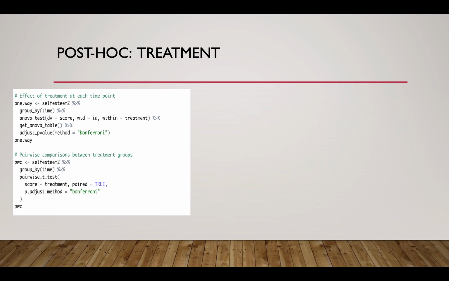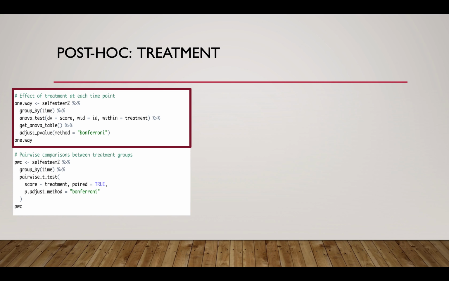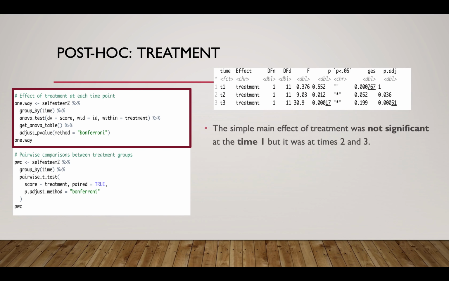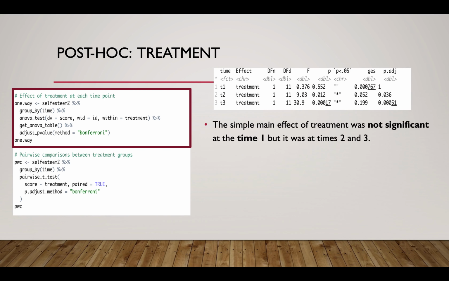So here's the post-hoc test for treatment. First, we are running a simple main effect where the results look like this. And as you can see, the simple main effect of treatment was not significant at time 1, but it was significant at time 2 and 3, which can be seen from the p-values here.